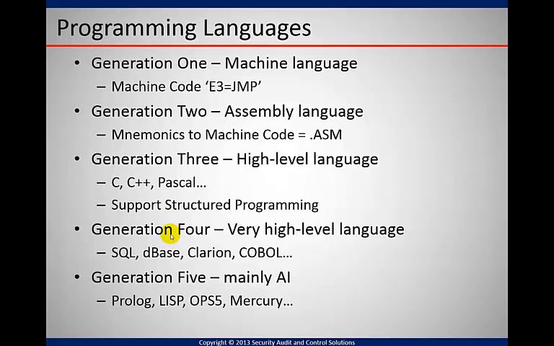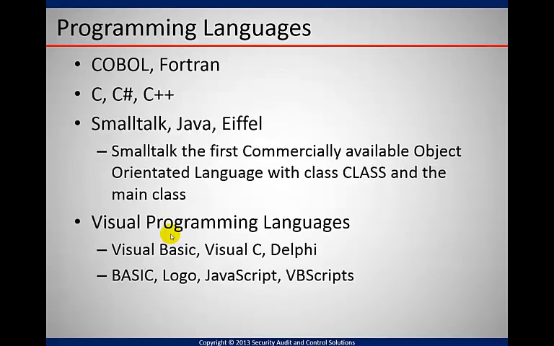Generation 4, a very high-level language, closer to the English language structure. We've got SQL, which is Structured Query Language. We have other languages like dBase, Clarion, COBOL, and so forth. Generation 5 focuses mainly on artificial intelligence, such as Prolog, Lisp, OPS, and Mercury. There are many more languages.